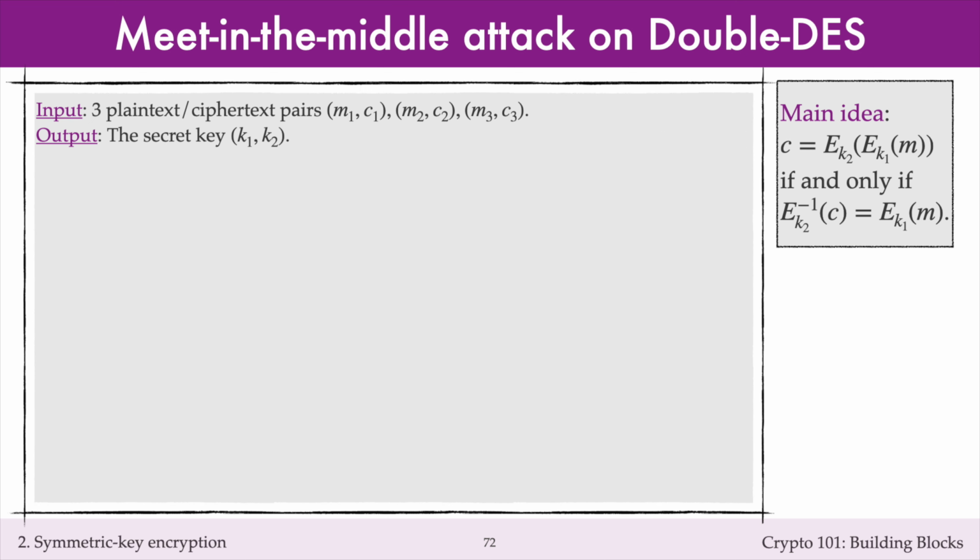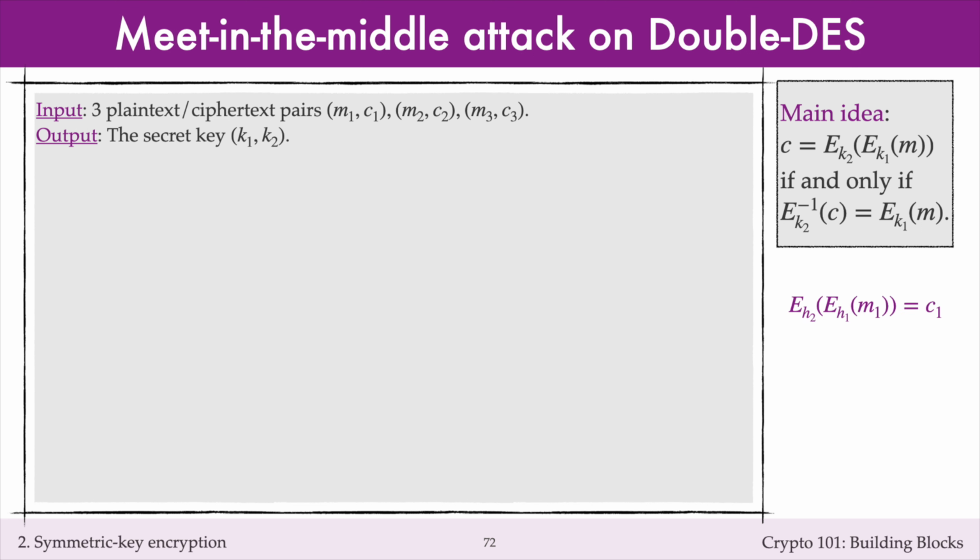Suppose now that K1, K2 is Alice and Bob's secret key for double DES. Suppose also that we are given 3 plaintext-ciphertext pairs, M1 C1, M2 C2, and M3 C3, that were generated by Alice or Bob using their secret key. In the meet-in-the-middle attack, we'll search for keys H1, H2, which also encrypt M1 to C1, M2 to C2 and M3 to C3.